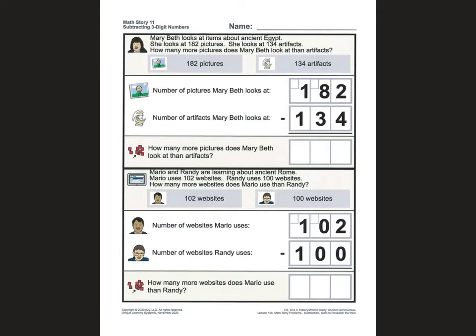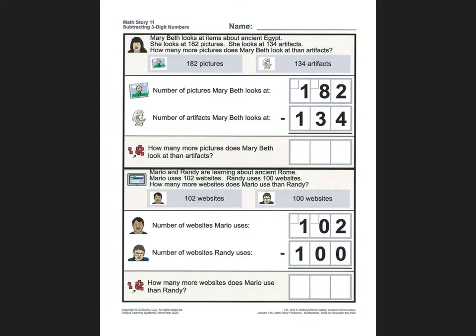Mary Beth looks at items about ancient Egypt. She looks at 182 pictures. She looks at 134 artifacts. How many more pictures does Mary Beth look at than artifacts?